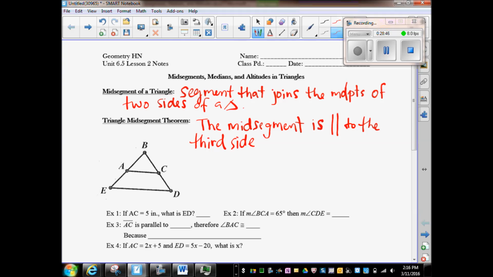And it's half of its length. And is half of the length.